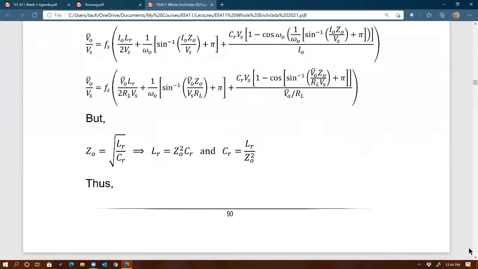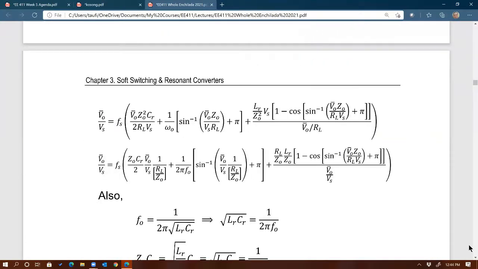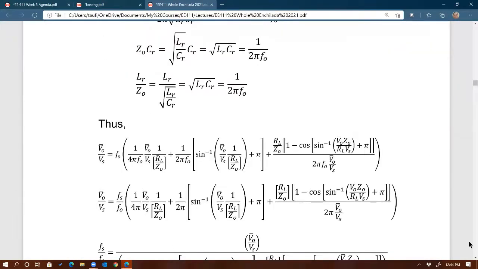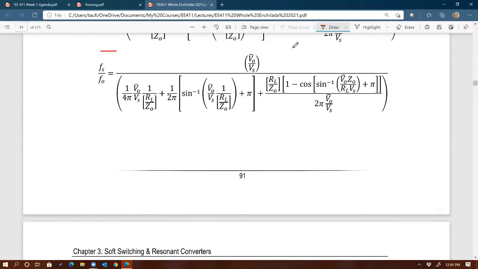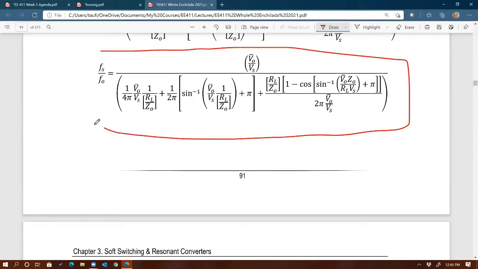So that's what I derived right here. Long derivation. As you can see, I spent a good day to derive this. And at the end, this is what I want you to see: I could relate the ratio of the frequencies to the ratio of the voltages, to the ratio of the load resistance and characteristic impedance. So this is something that I could plot.